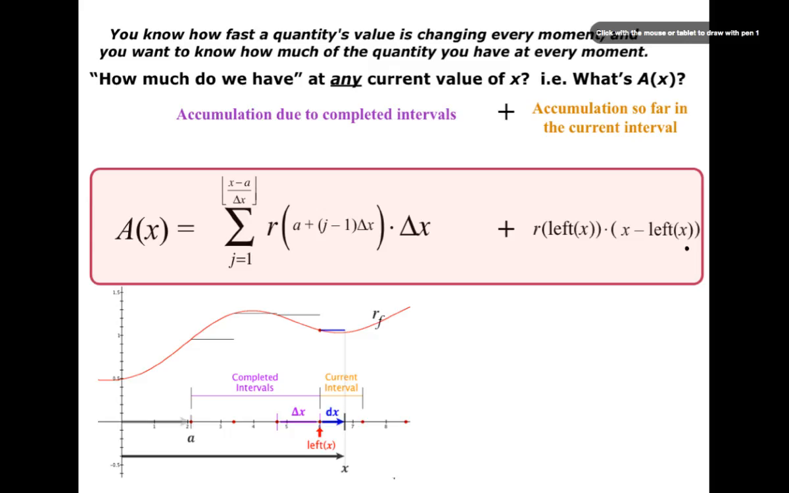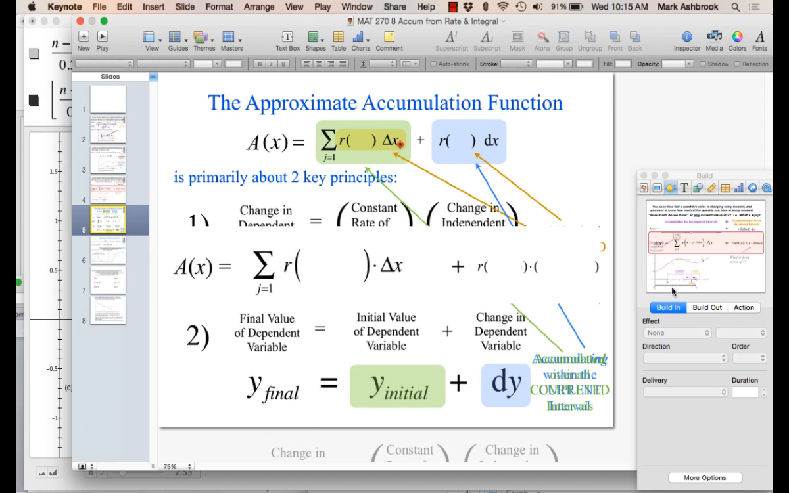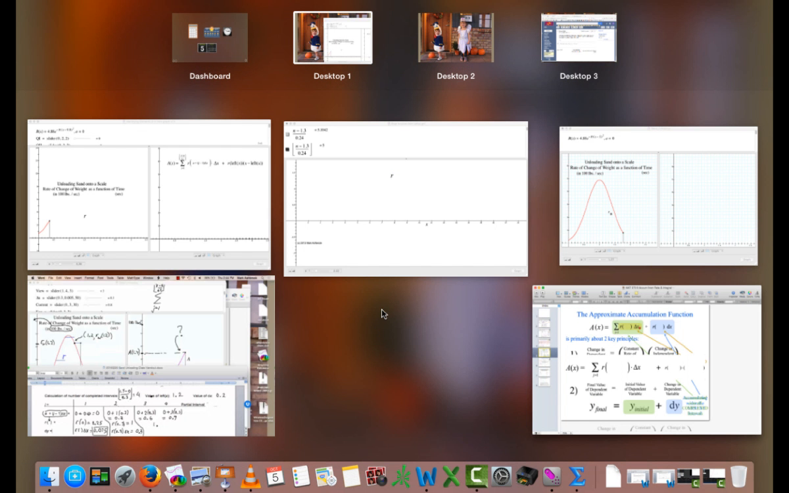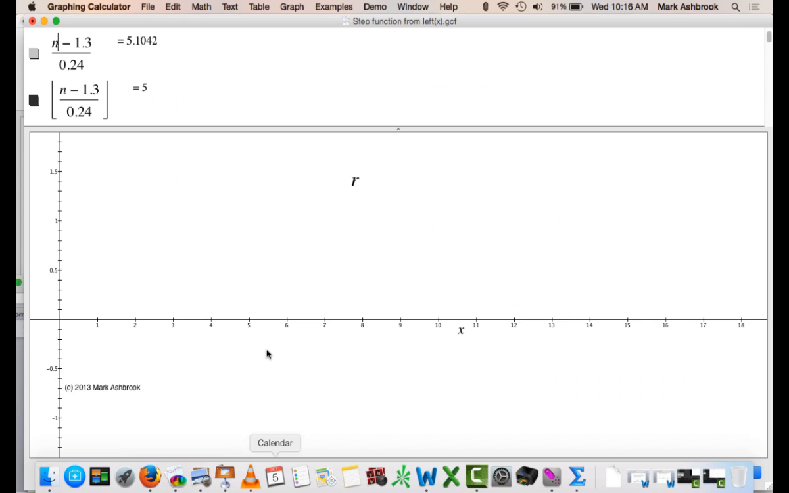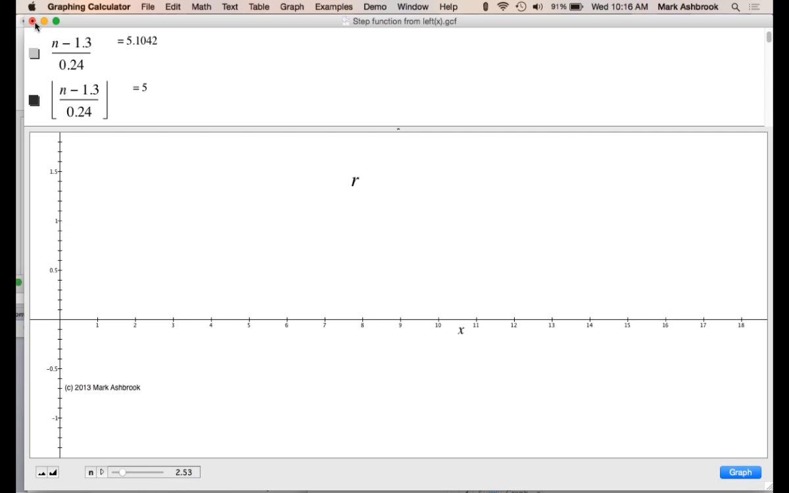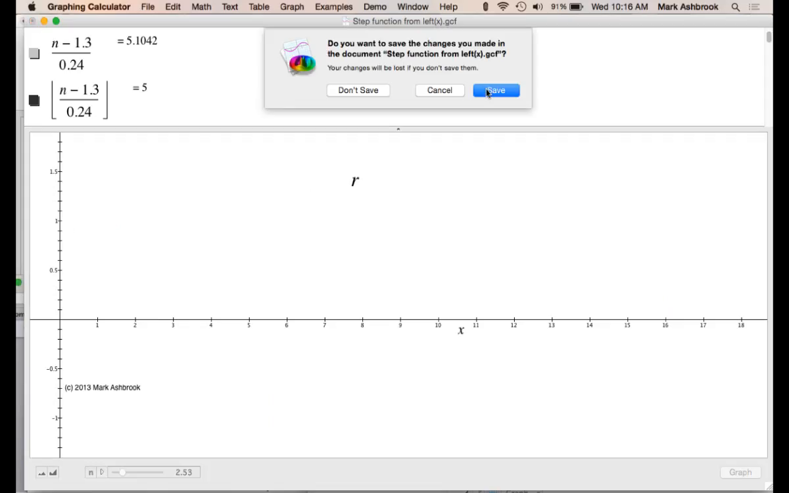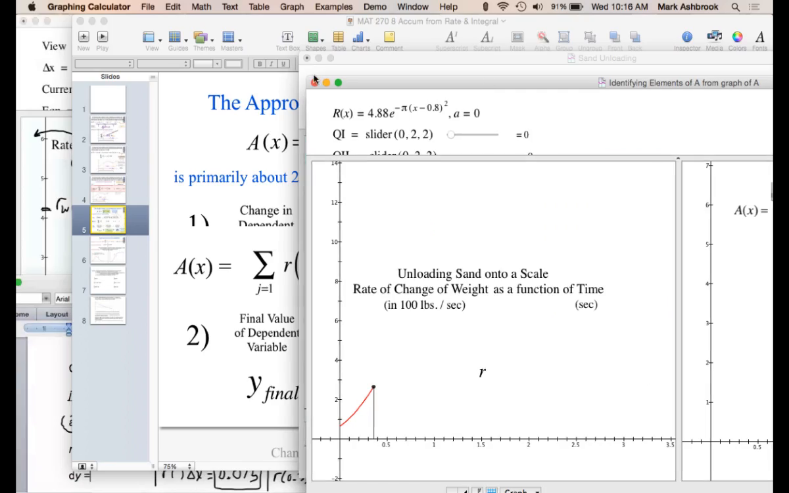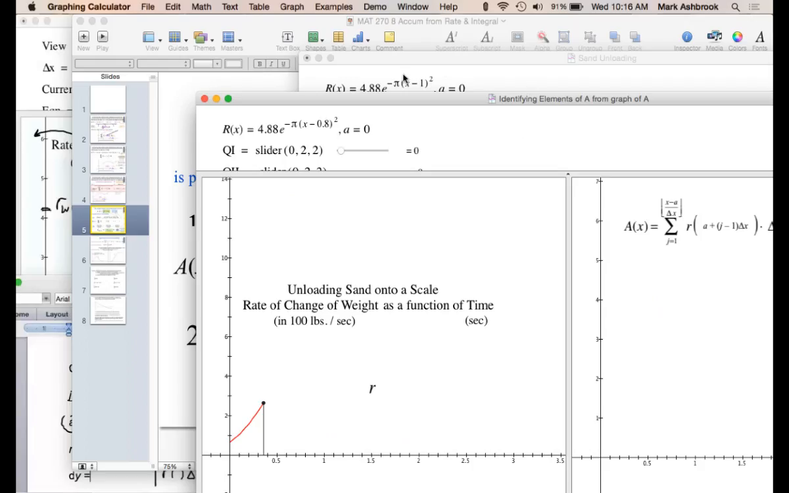Okay, so let's practice this with the graph. So we've got a scenario here. We're going to spend some time, I don't know how to get there. I guess I got to close this. There it is. Wrong one. Where is it? This one.